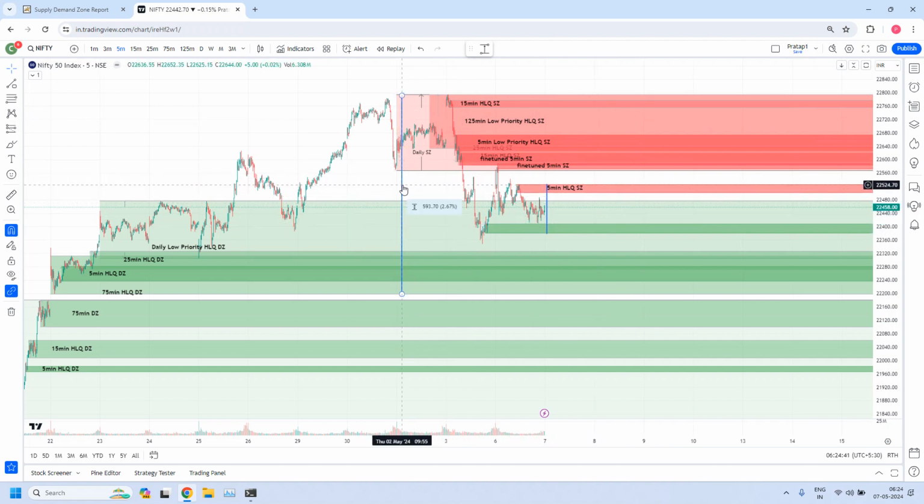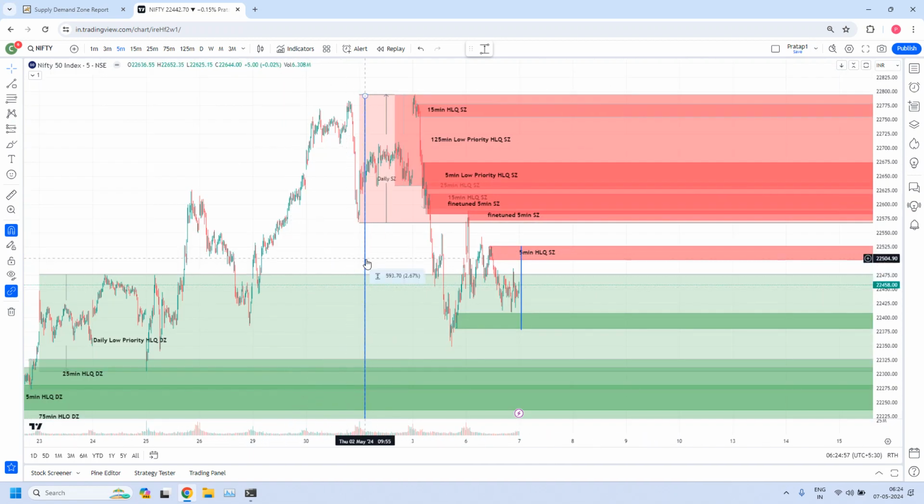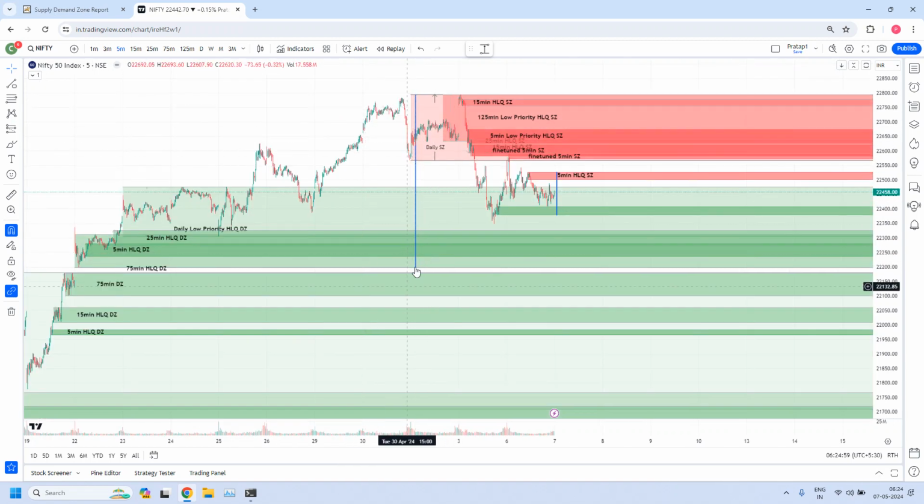Within this range, price movements will be there. Because this is a daily demand zone, and this is a daily supply zone, definitely prices will be moving between these zones for some time. But one of these zones has to be violated. At that time, the entire analysis will be changed once again. But till that time, we can focus on this entire range for Nifty.